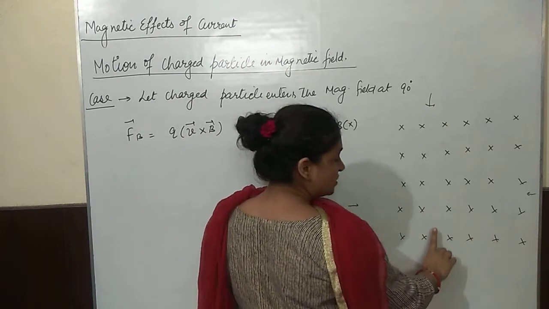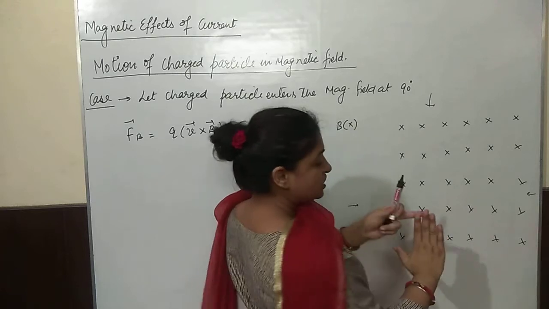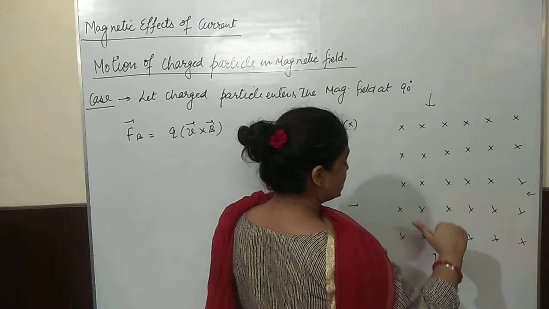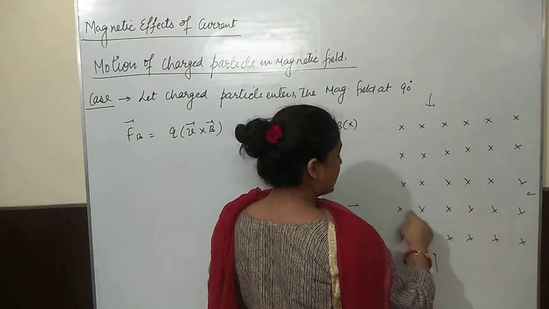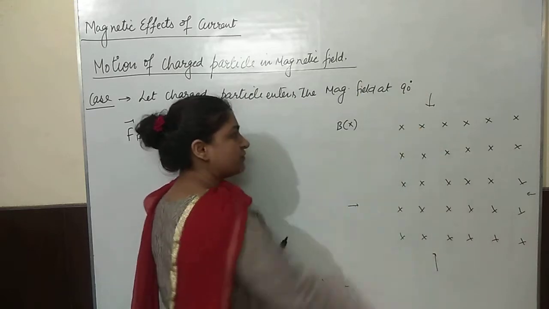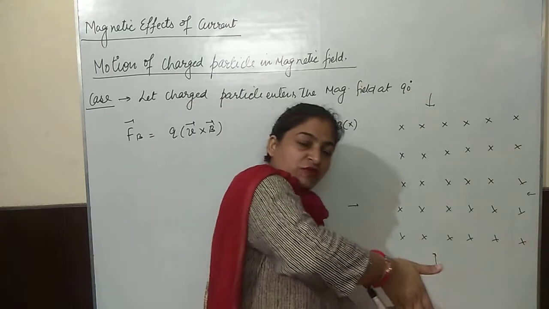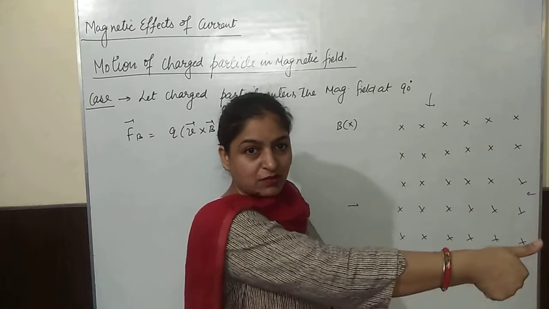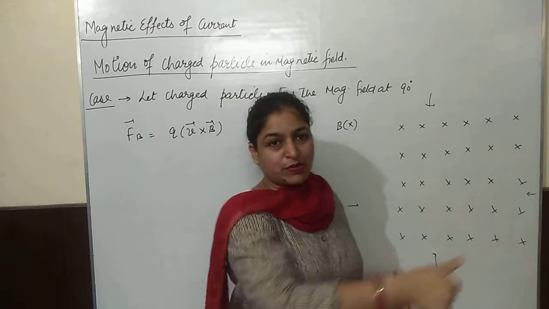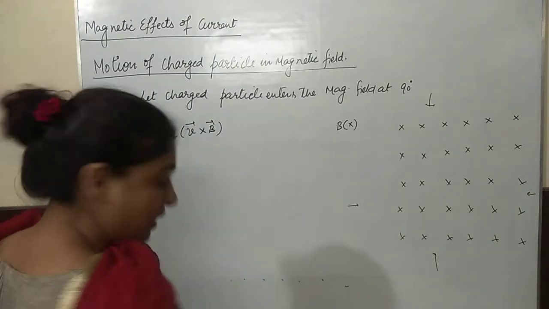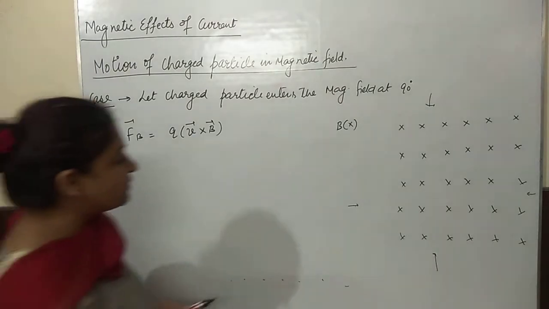If the charged particle is moving from here, you will stretch the fingers of your right hand in the direction of the velocity, curl them in this direction, which means the force would be acting in this direction. Similarly here, if the charged particle is moving from this direction, stretch your fingers, curl them, and this is the direction of the force. Here obviously we are considering the charged particle having the positive charge. So any of the directions we can consider.